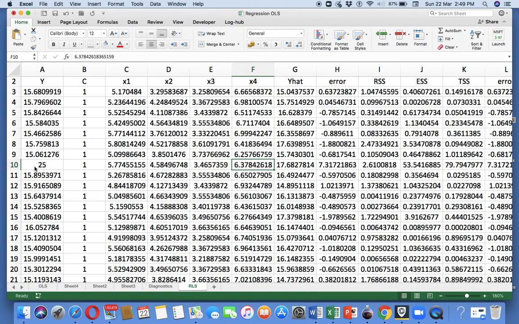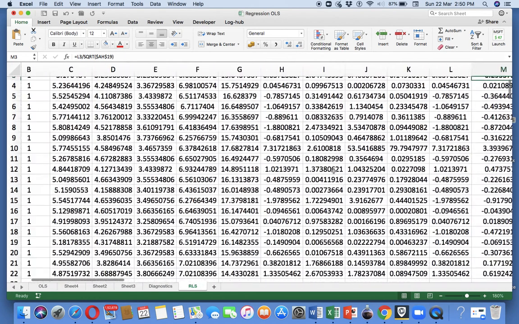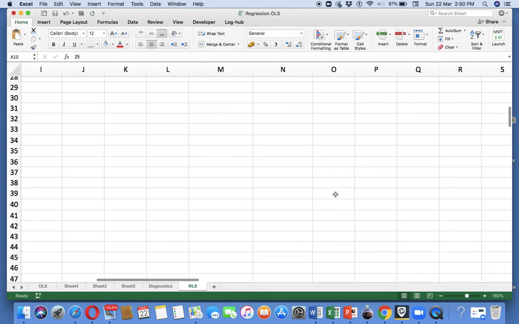Now, this will show up in the standardized residual. The studentized residual, the standardized residual and the error terms identify the outliers in Y. So if you find large values in the error, the standardized error, or the studentized error, it's an indication that there is an outlier in the dependent variable. It does not show up in the hat matrix.